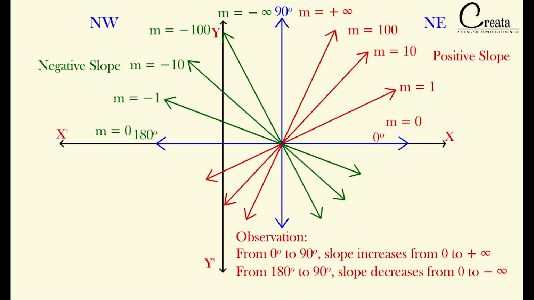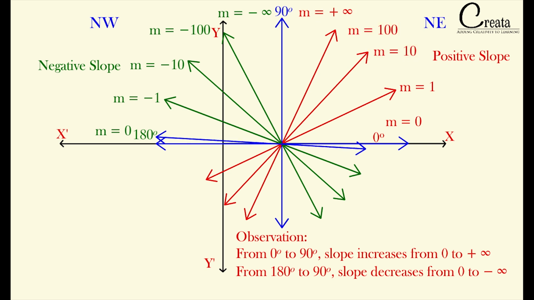Let's understand this concept one more time. This is a coordinate system. Let's move from 0 degree to 90 degree. The slope is increasing from 0 to positive infinity. 0, 1, 10, 100, it will move till positive infinity.